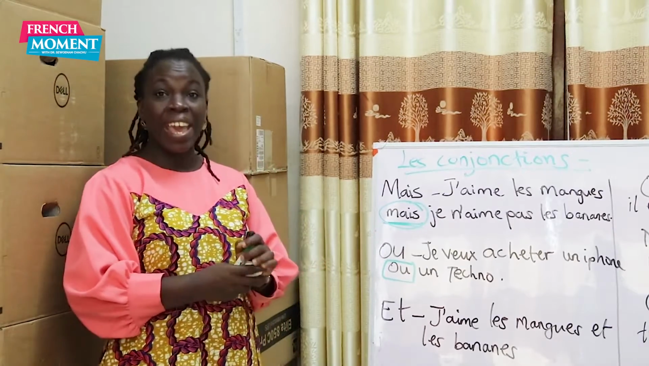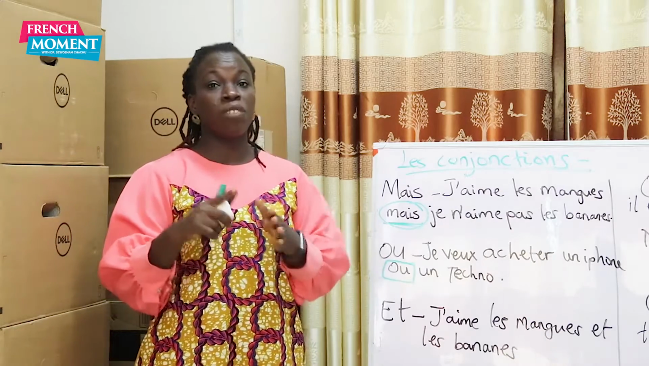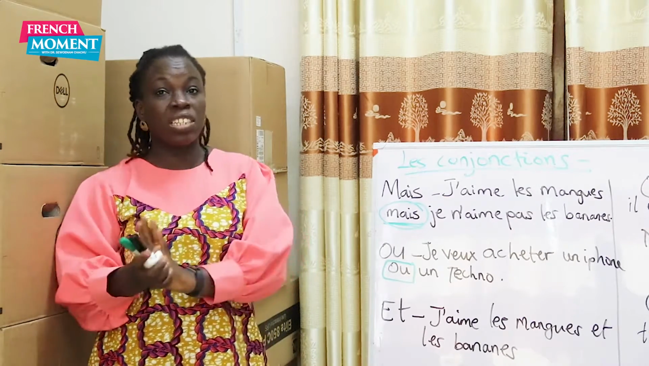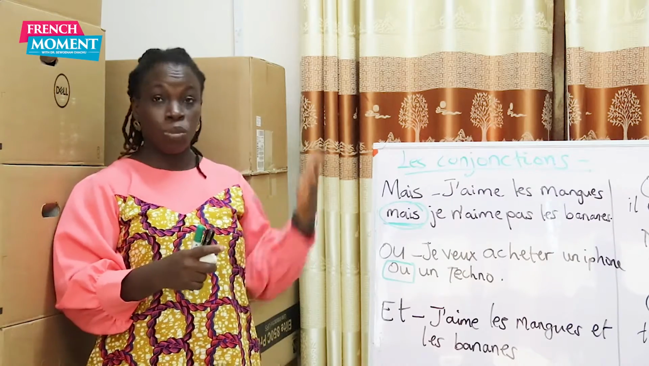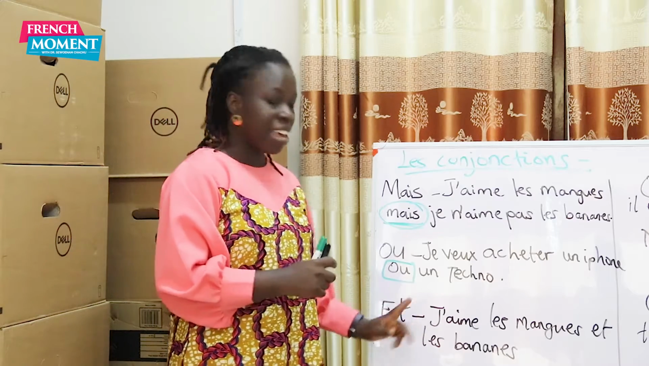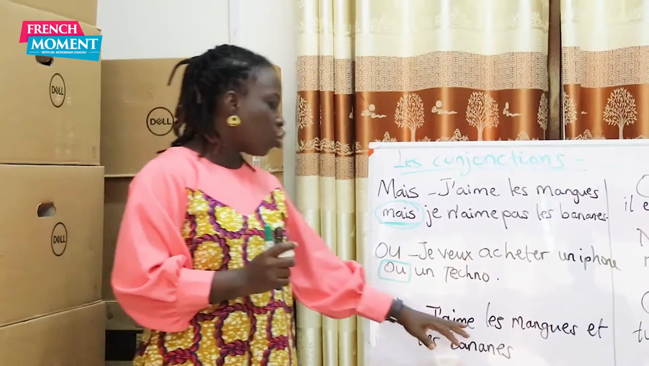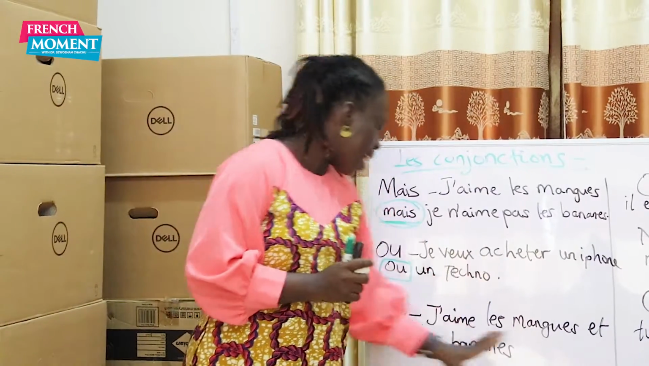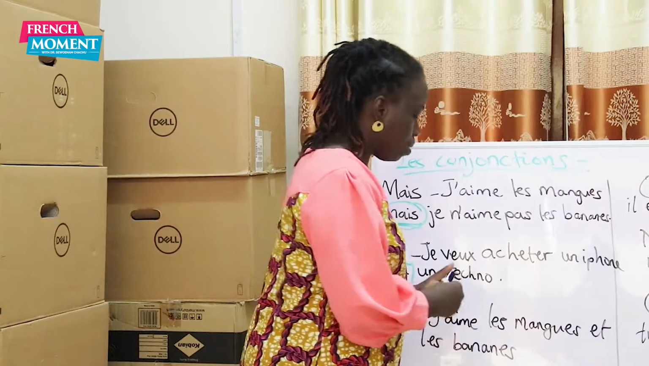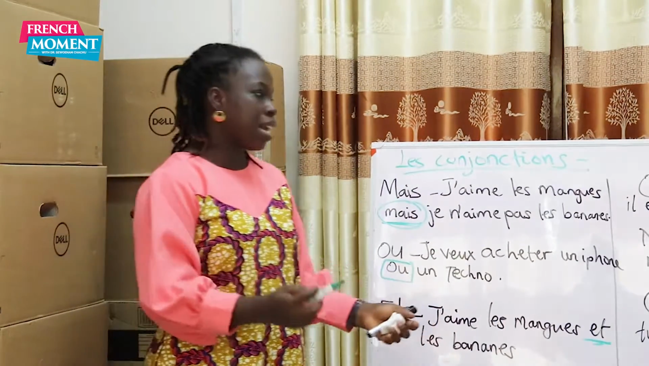And then we have et. And remember, I also taught you that et is to be differentiated from est, which in pronunciation is the conjugated form of the verb être, which we saw in a previous episode. Et means and. So here we have "j'aime les mangues et les bananes." I like mangoes and bananas.